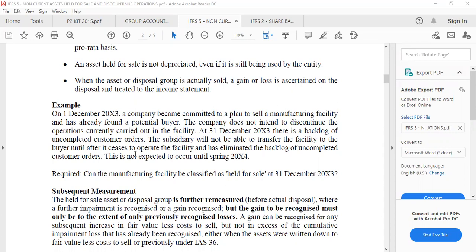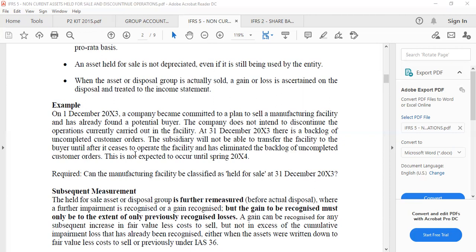Can it be classified as held for sale? No, it cannot be classified. Committed to a plan. This is because it did not meet the criteria for a held for sale asset. The asset should not be in use. So the answer is no. It cannot be classified as held for sale. You can write no there, but no explanation is not enough. You have to say why it's no.